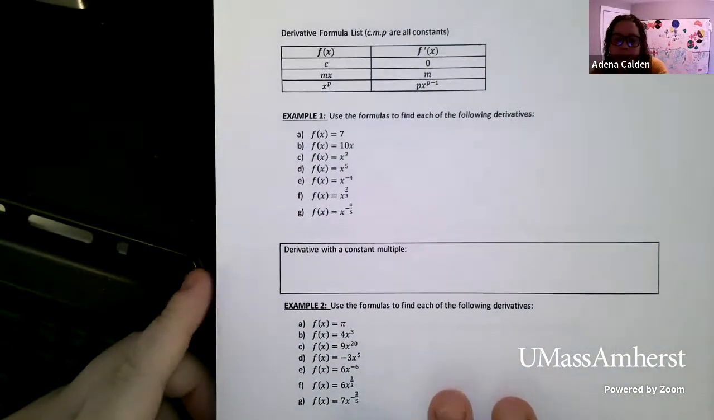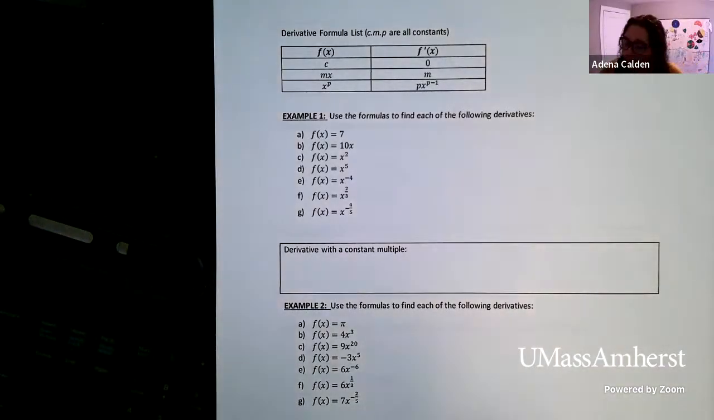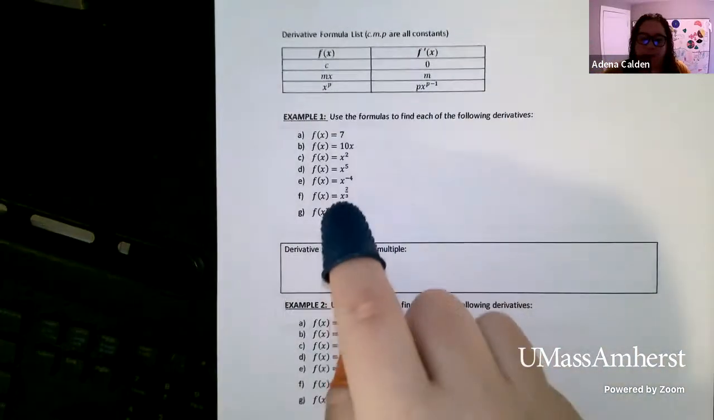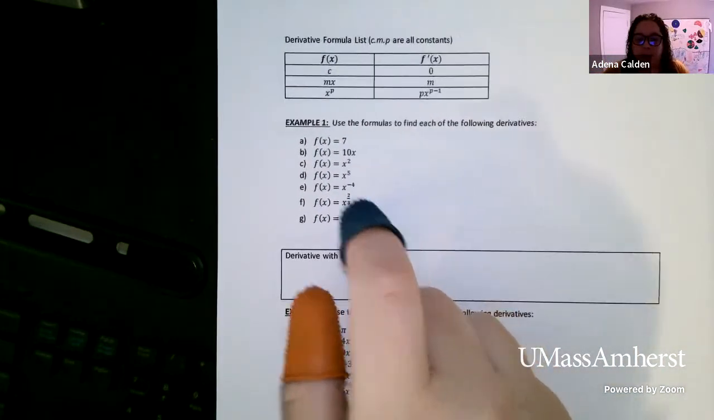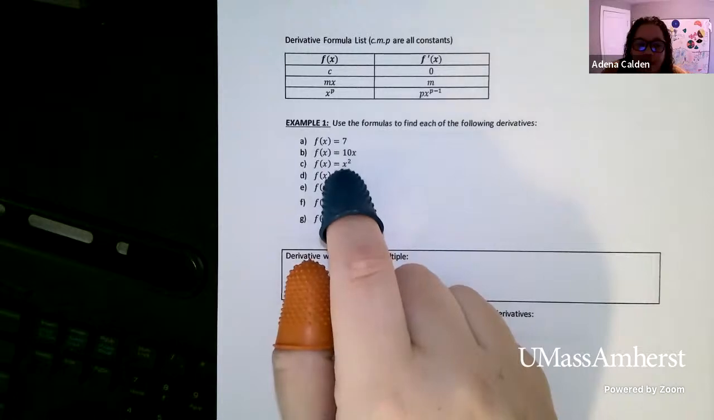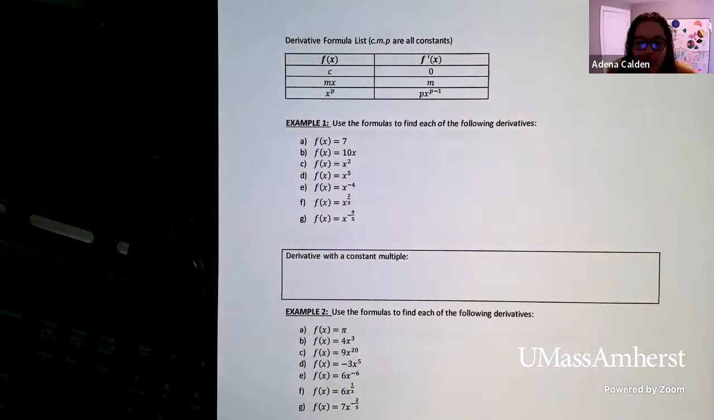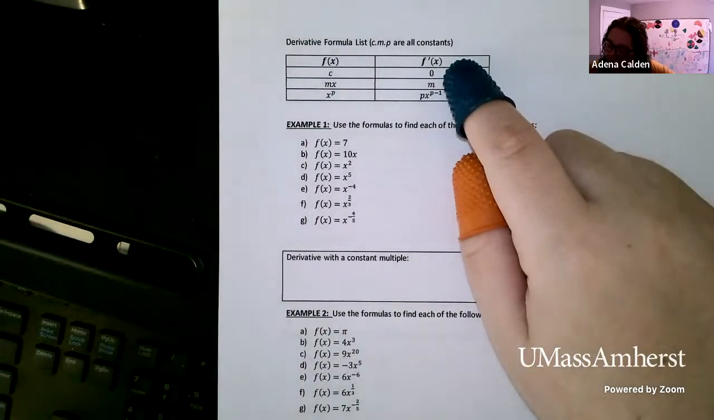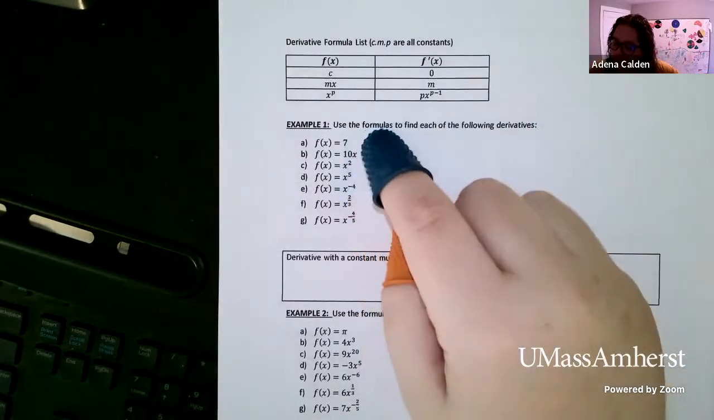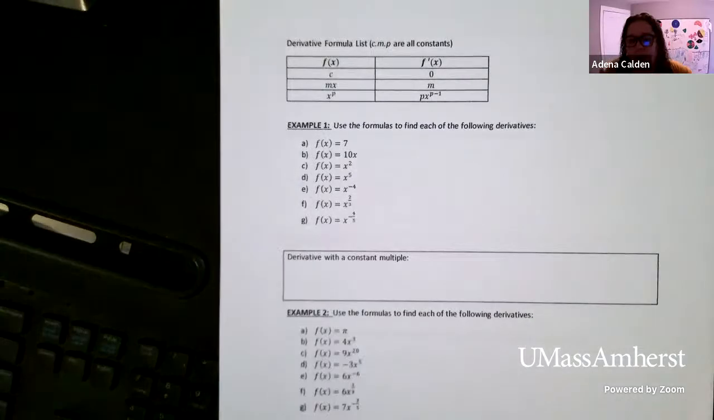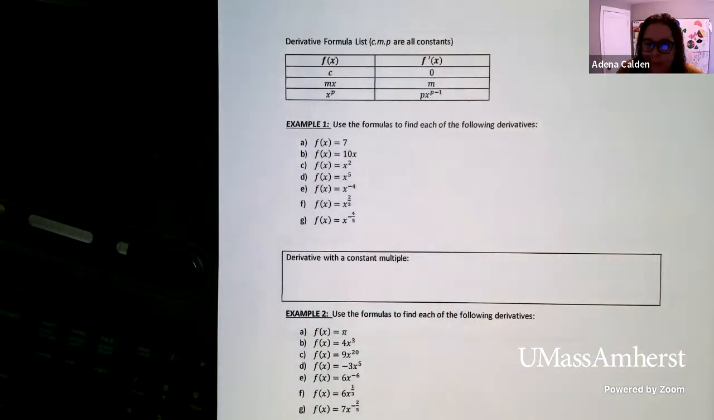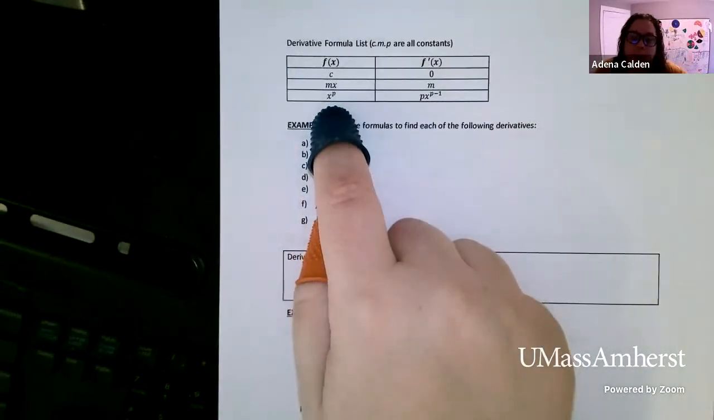Here we go. Okay. So for example 1, we're going to try to apply these 3 formulas to these particular functions. So we have 7x, x squared, x to the 5th, x to the negative 4, x to the 2/3, and x to the negative 4/5. So we're going to look at these formulas, think about which one is going to apply. So is it a constant? Is it a linear term? Or is it x raised to some power p?